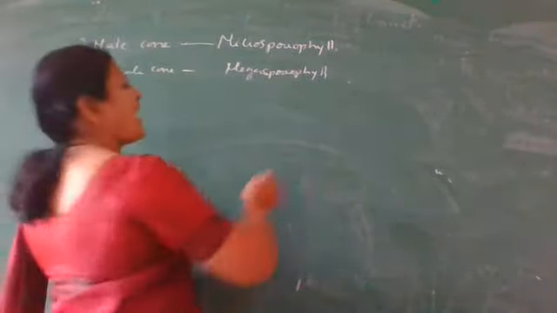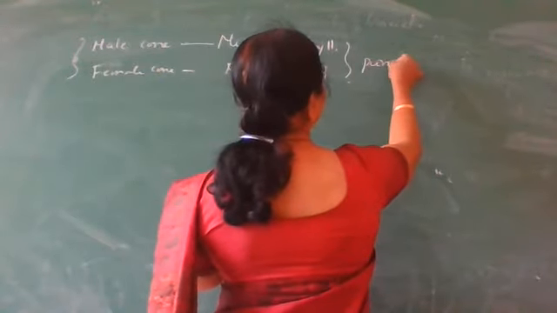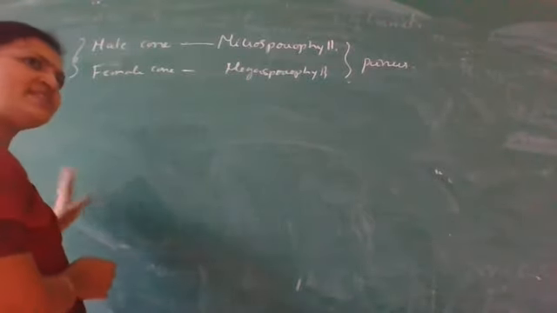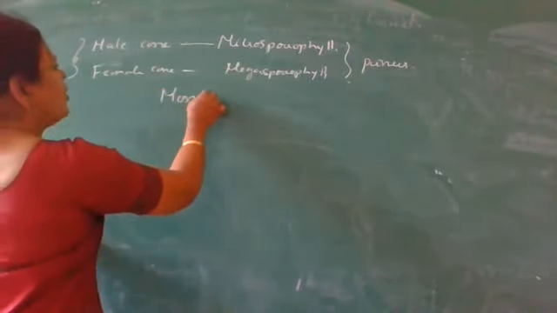Now, these male cones or female cones may be borne by the same parent, or they may be present on different plants. If both male and female cones are present in the same plant, for example in case of pinus, we can observe both the male and the female cones in the same plant. This is called monoecious.